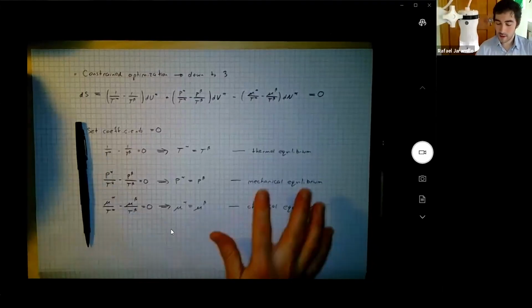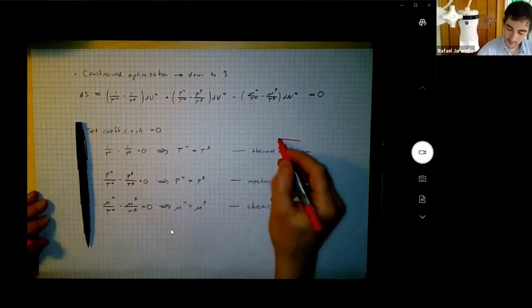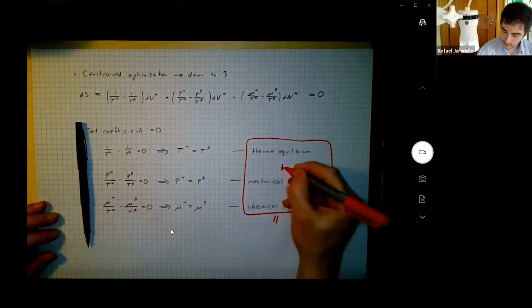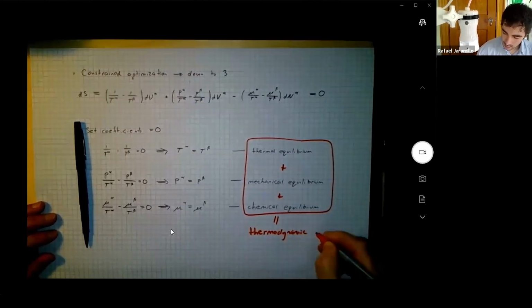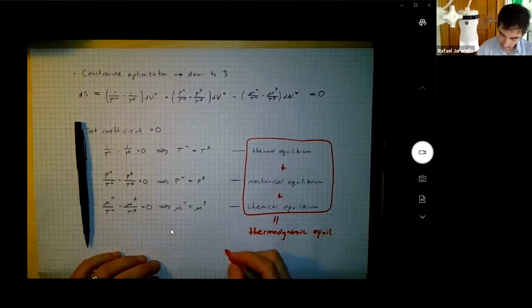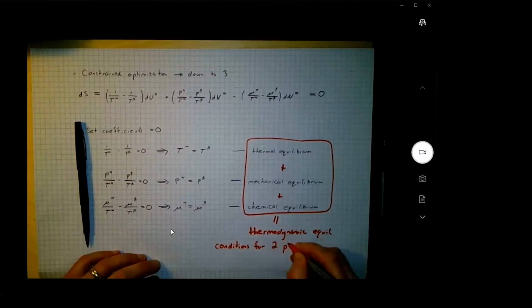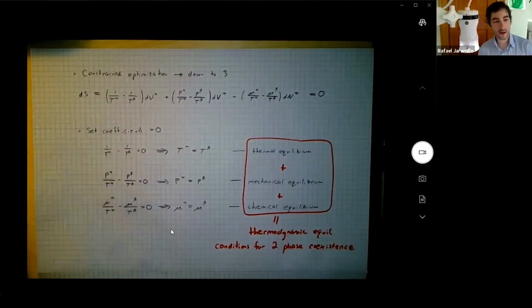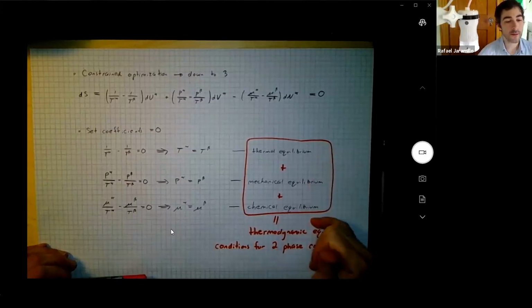So there are three different subsets of equilibrium. Each can be achieved on its own. Each can be engineered to be achieved on its own. But if you add them up, this equals thermodynamic equilibrium. So that's the meaning. These are the equilibrium conditions for two-phase coexistence. So if two phases are going to coexist in equilibrium in a unary system, you must have all three of these: thermal, mechanical, and chemical.